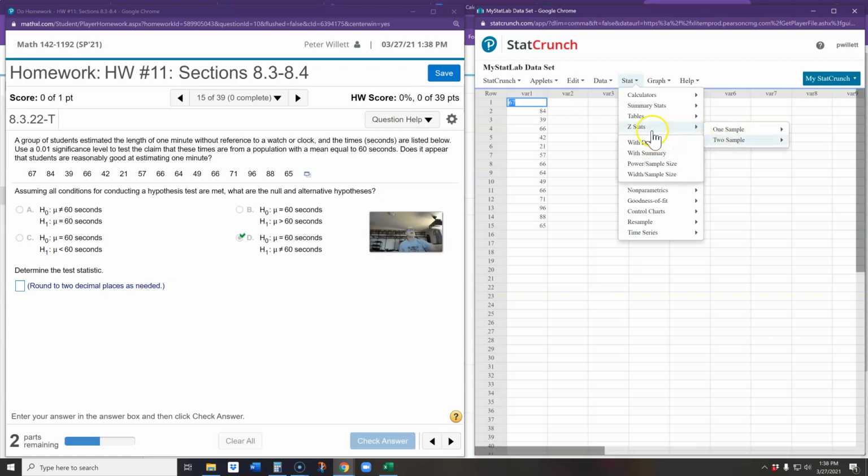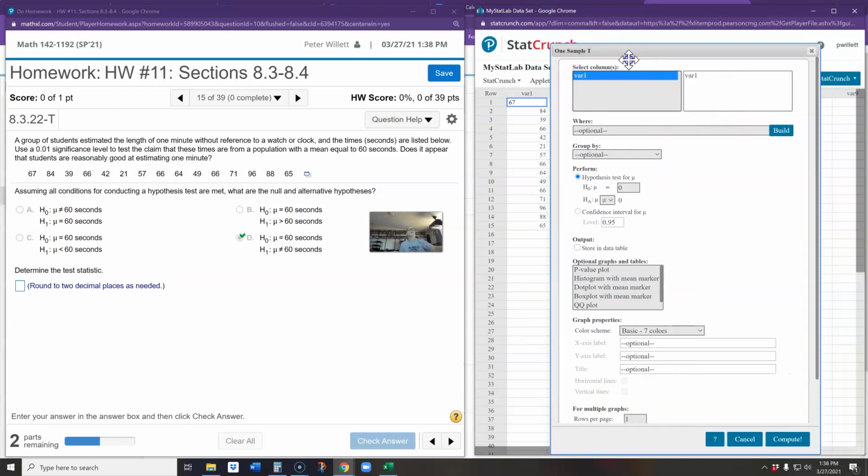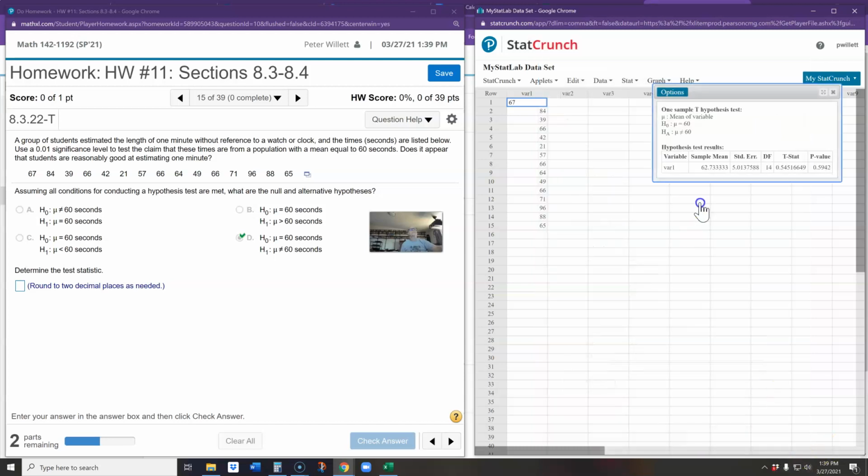We have one sample. I'm going to go to t-stat with one sample. And in this case, we have the data instead of a summary. So I click with data. So I choose variable 1 column because that's the column where my data is. And then I set up my null hypothesis. So as we did in part A, my mu is 60 seconds, and my alternate hypothesis is that mu is not equal to 60 seconds, and then we compute.